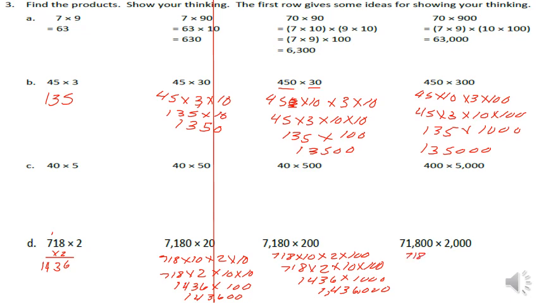So there's 718 times 100 times 2 times 1,000. So that means now we got 718 times 2 times 100 times 1,000, which gives us 1,436 times 100,000. So now we got 1,436 times 100,000, which gives us 143,600,000.